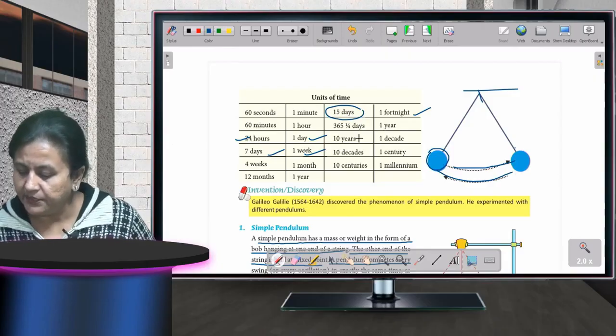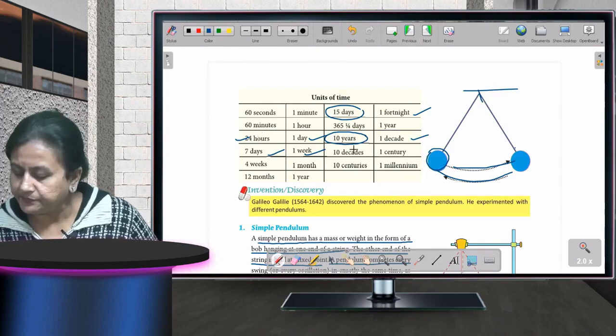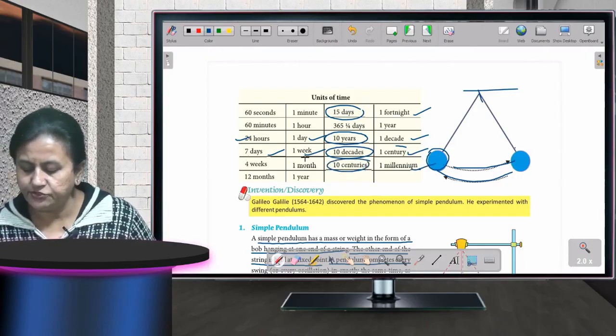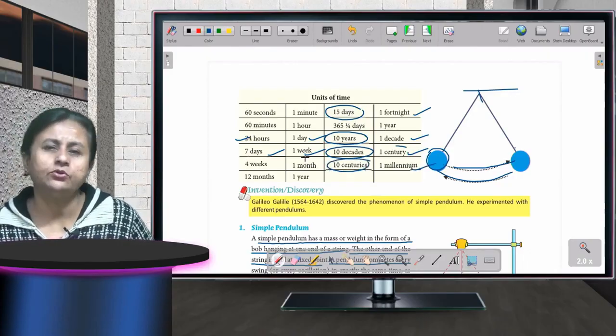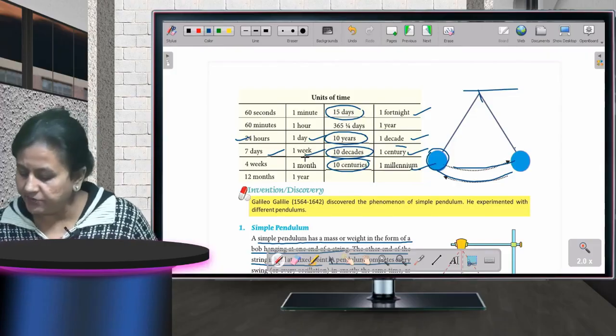Fine, children? Then 1 decade is equal to 10 years, and 1 century is equal to 10 decades. 1 millennium is equal to 10 centuries. Fine, children? Please go through this table. This is very interesting and very informative also. This is really going to help you out.